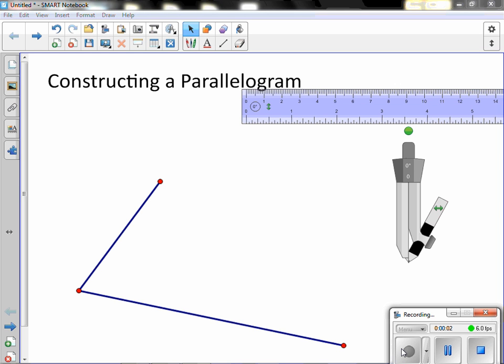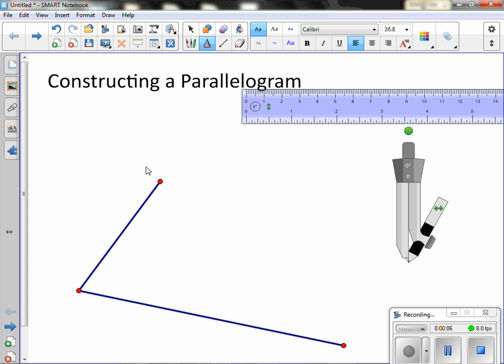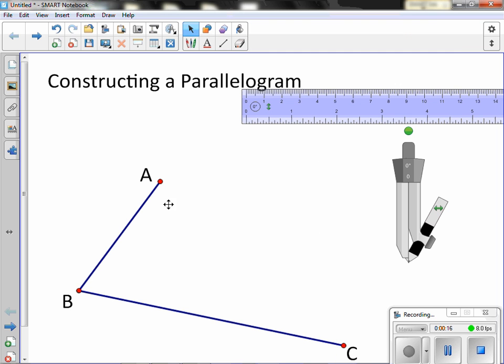Okay, we want to construct a parallelogram. Let's label our points right here: A, B, C. So if I want to construct a parallelogram, I already have one side of my parallelogram.